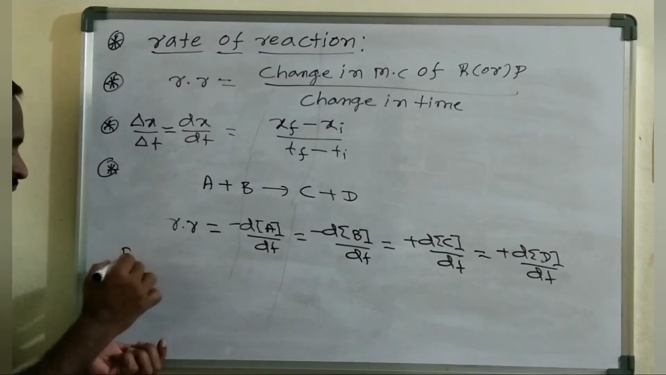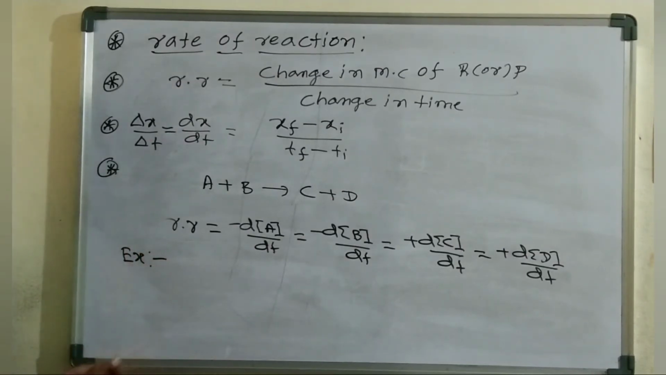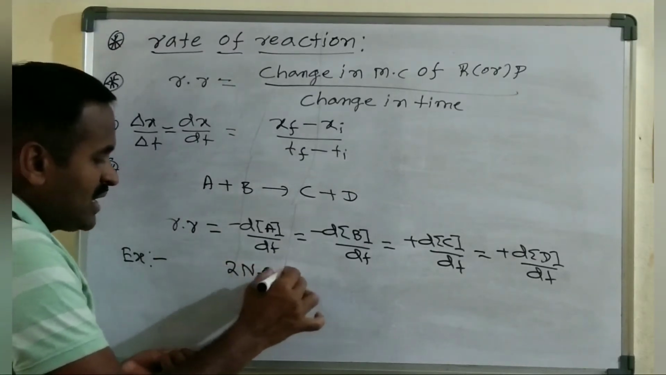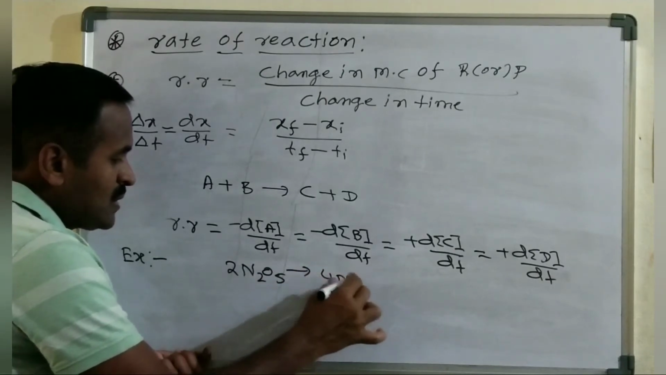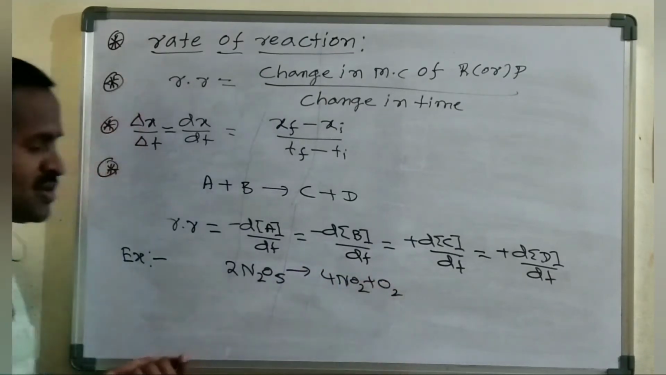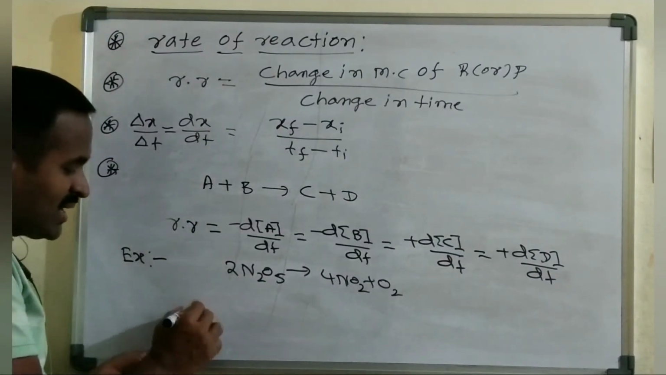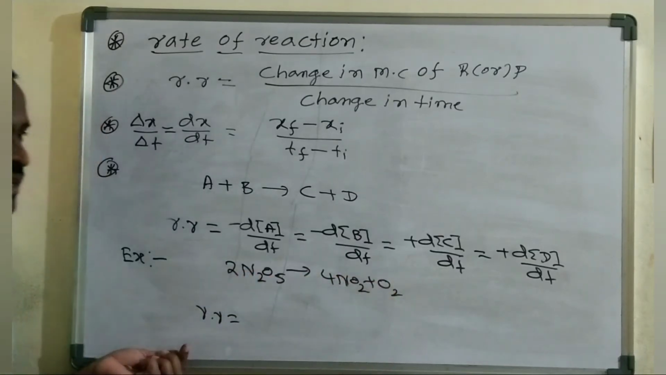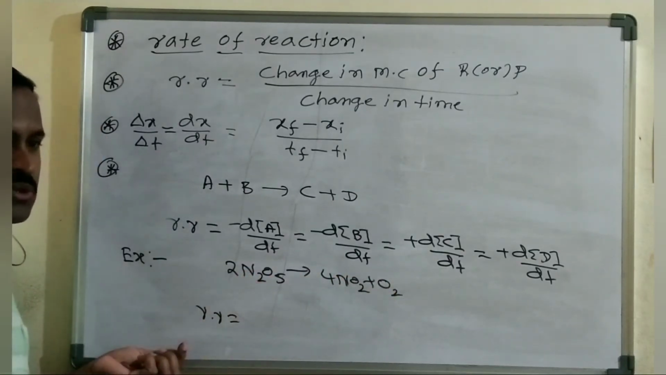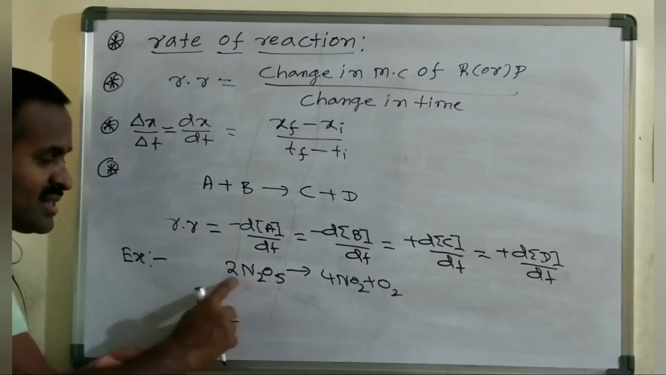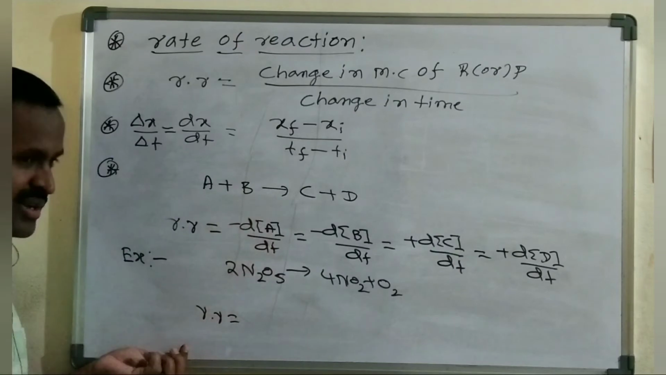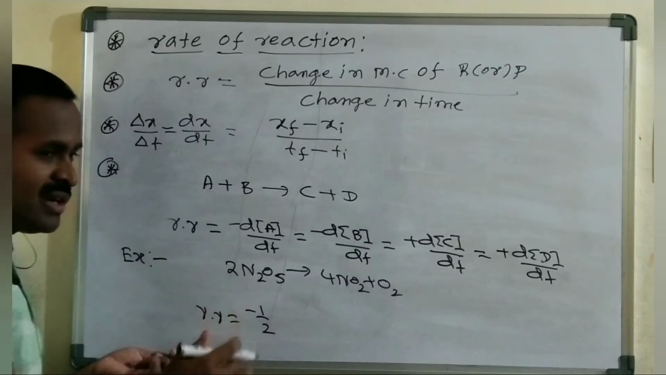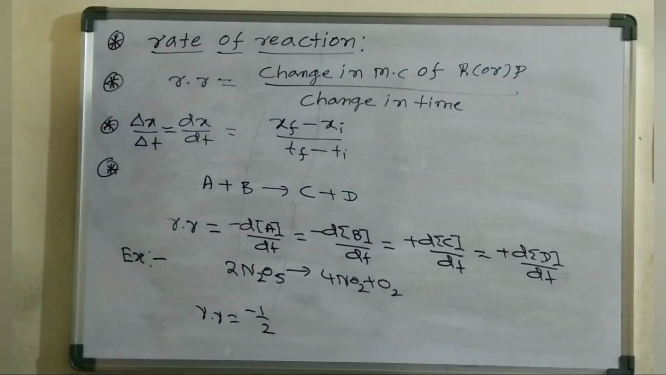Suppose I take one example: the decomposition of nitrogen pentoxide, 2 moles of N2O5 gives 4 moles of NO2 plus O2. The rate of reaction RR is equal to, this is the reactant and these two are the products, and the stoichiometric coefficient will be written in the denominator, minus 1 by 2. The minus sign is written because the concentration is decreasing.